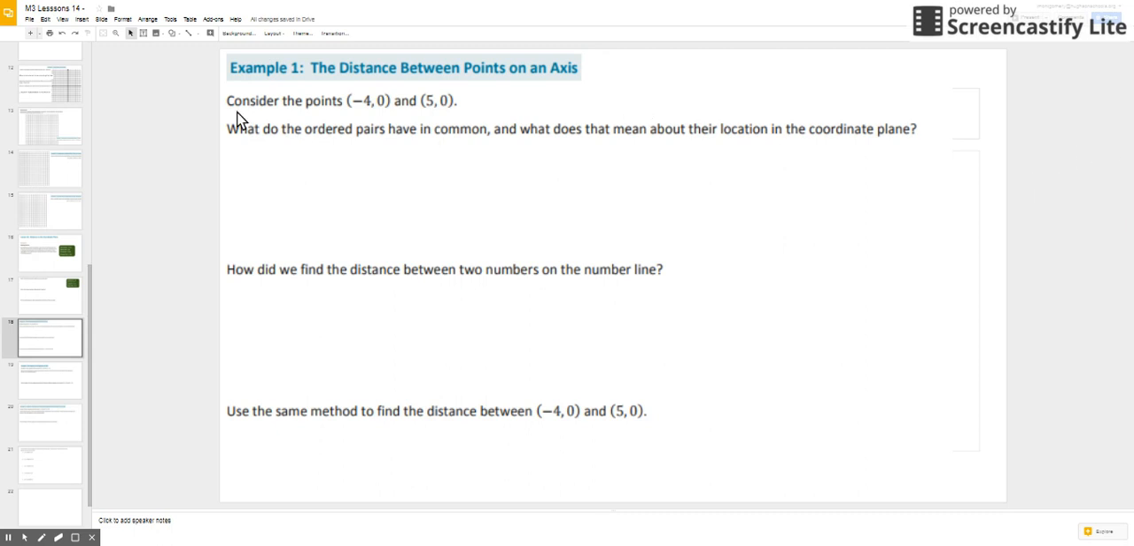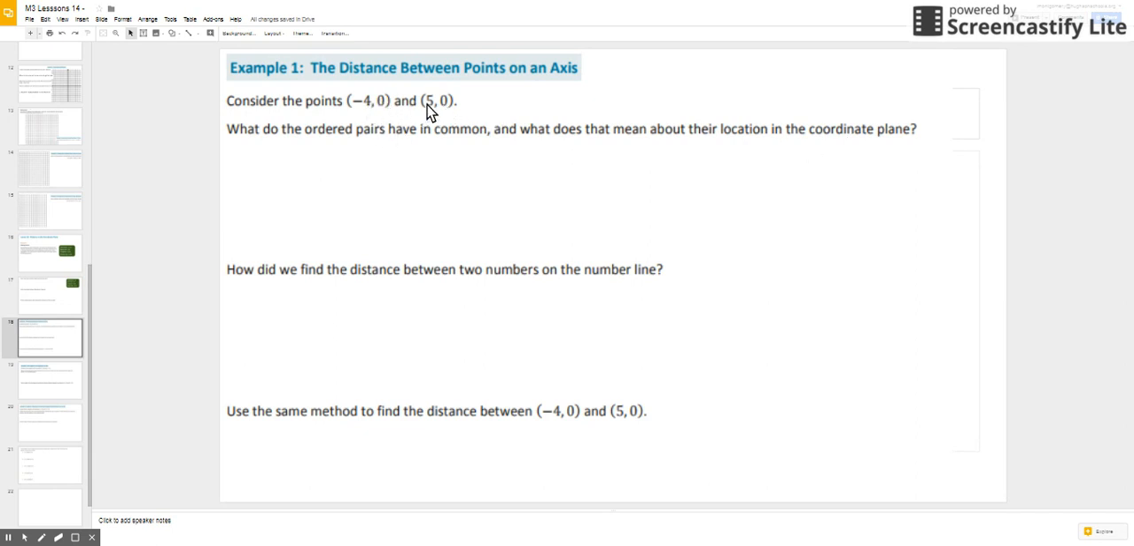All right, hello students. Now we're going to take it into a coordinate plane type of problem. We're going to find the distance between points on an axis. It says consider the 2 points, -4, 0 and 5, 0. What do the ordered pairs have in common? What does this mean in their location on a coordinate plane? So what do both these points have in common?